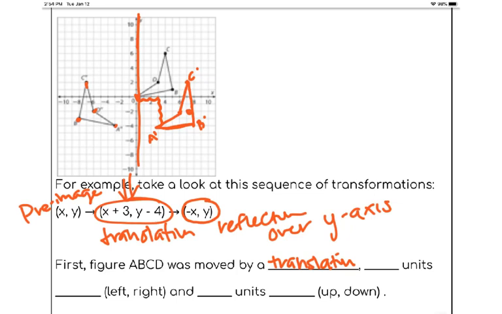And whatever is added to x is how many units you're going to go to the left or right. In this case, it's positive, so you're going right 3 units. And then you're going to go down 4 units, okay? Because that's what's subtracted from the y, and it's going down because it's subtracted. So that is our sequence of transformations.